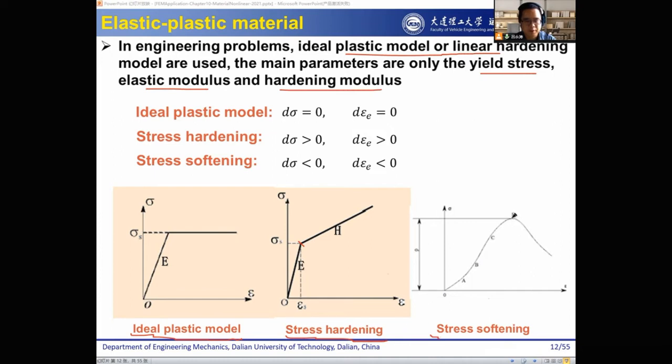So here you have the yield point, and after the yield point the stress is softening, is decreasing. So this is the stress softening model. We have 3 different types of model, and for real engineering problems, sometimes you use one of those models to simplify the mechanical behavior of the material. How to simplify it and why you simplify it is a tough question, and it will depend on the specific application.